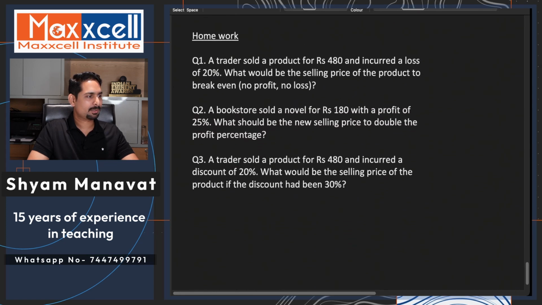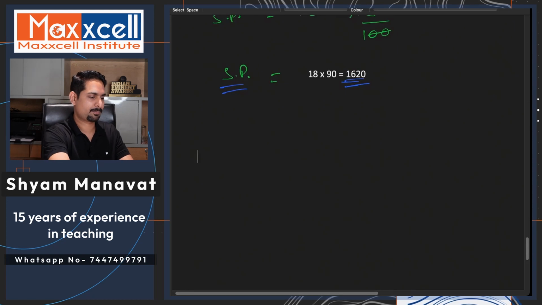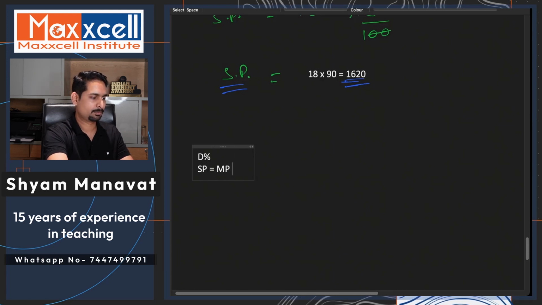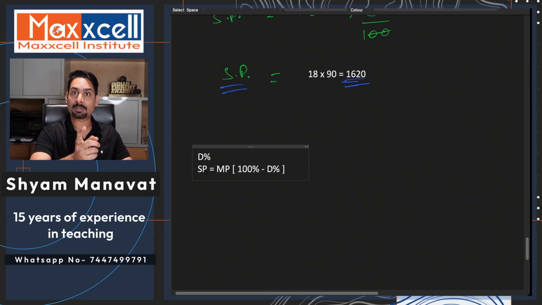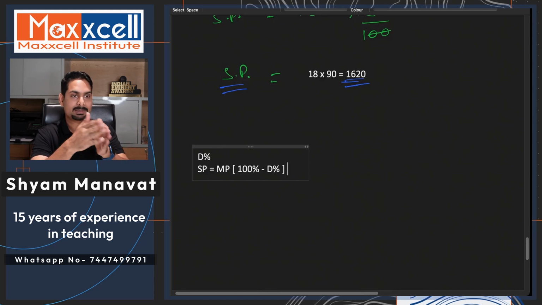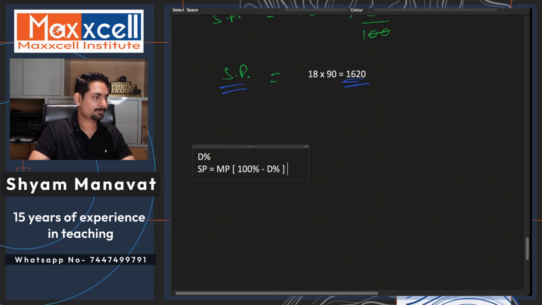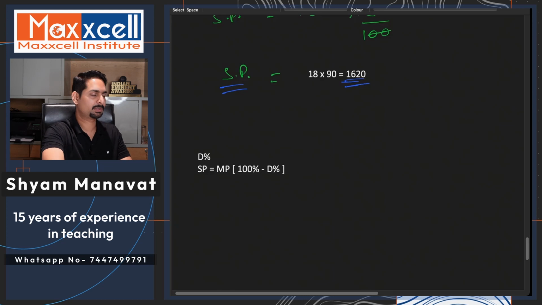So I have got some homework for you, but before homework, let me also add one more type here. If discount percent is given, then the formula will be selling price equal to mark price into 100% minus discount percent. Yes, because discount is calculated on mark price, right? So that's why mark price into 100 minus discount percent. So let's make one question here. I did not add a question initially, so let us make one question here.